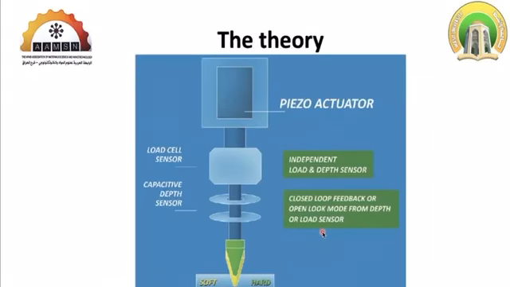Okay. So what is the basic theory of indentation? Actually, the indenter, which might be of different shapes, is connected to an arm, and this arm is connected to an actuator.